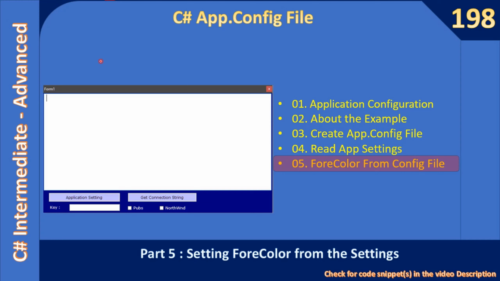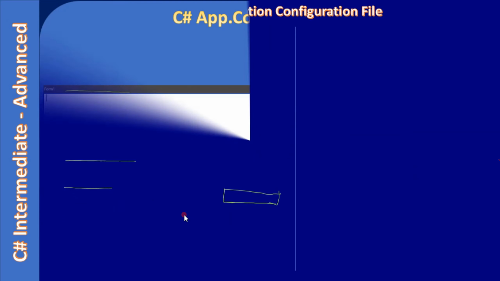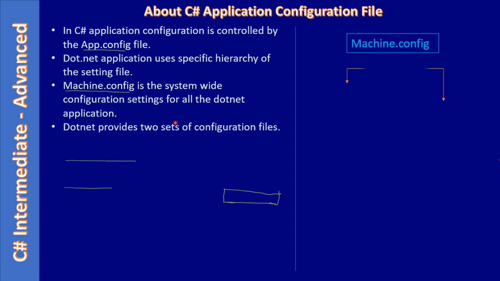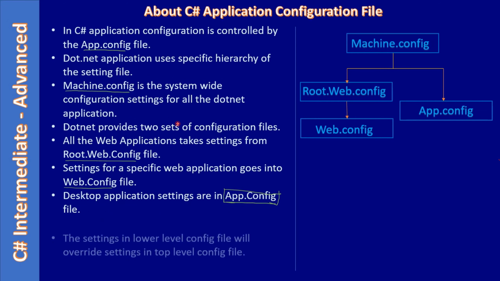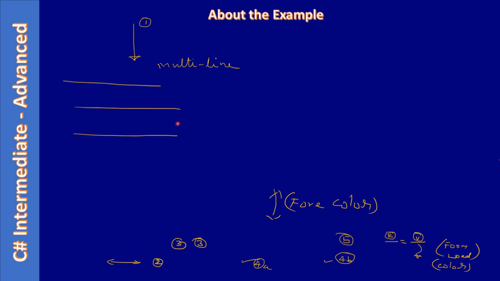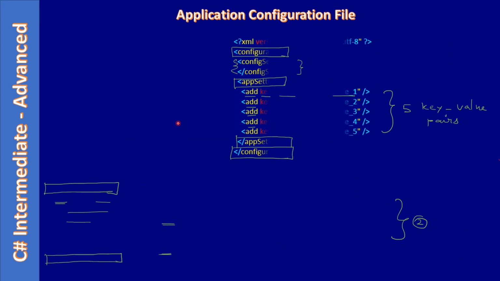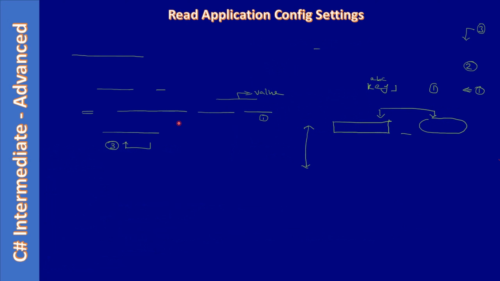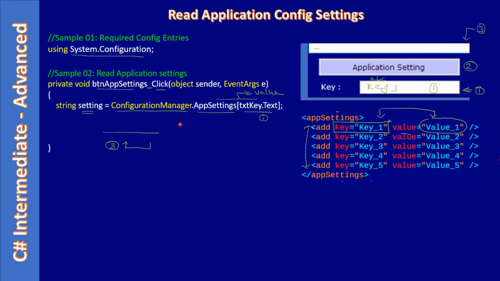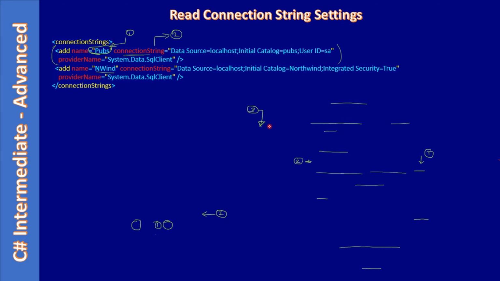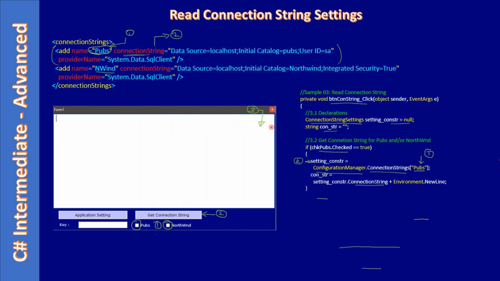Now we are at the final part of the subseries on the C# application configuration file. In this video, we will see some real-time examples. These are all the slide decks from previous parts. In the previous video, we learned how to read app settings as well as a connection string. Now we will continue with the example.